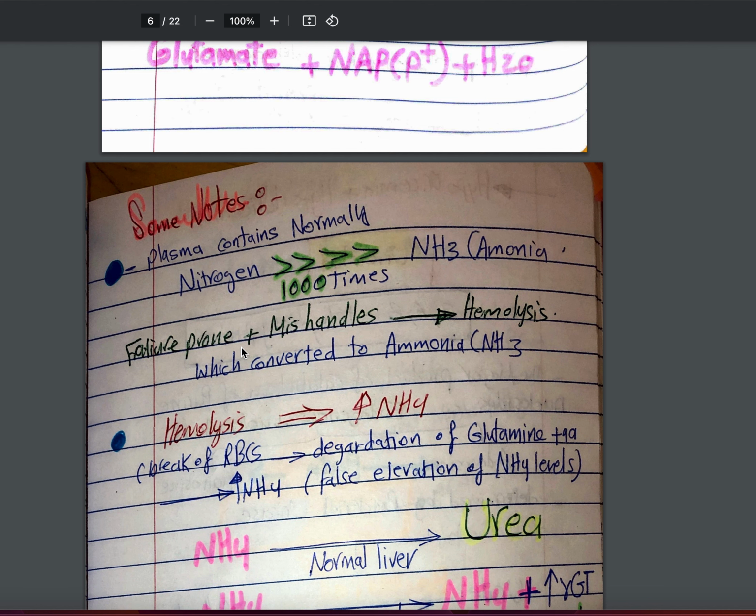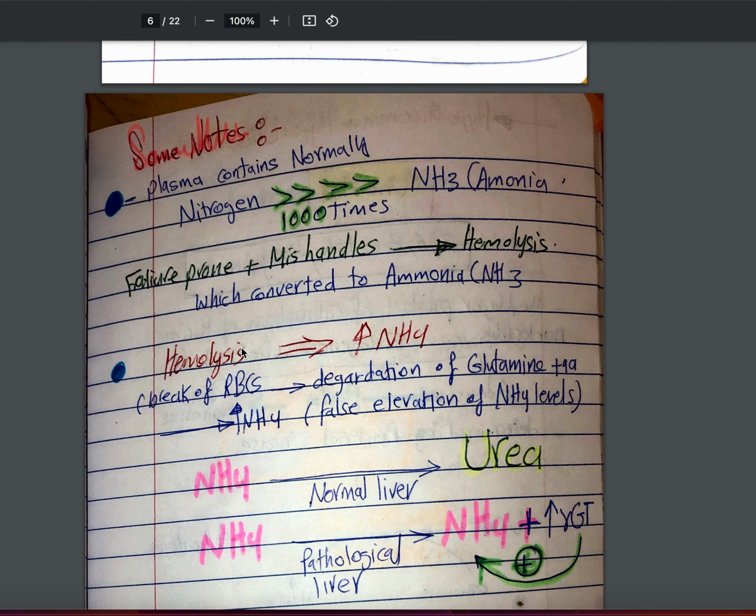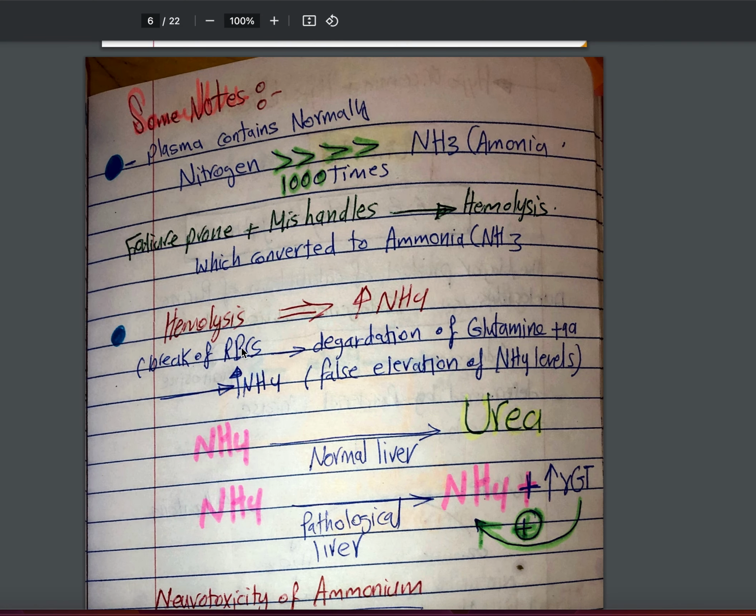The hemolysis increases the ammonium because the breakdown of the RBCs leads to the degradation of glutamine, and that leads to the production of amino acid, and that leads to the elevated level of NH4, and that leads to the urea. NH4 in a normal liver will be turned to the urea, but in a pathological liver, it stays as NH4 because it doesn't work, and there is an elevated level of gamma GT.